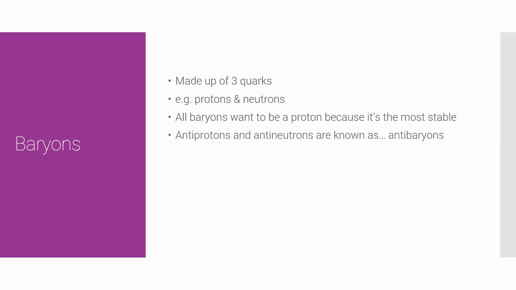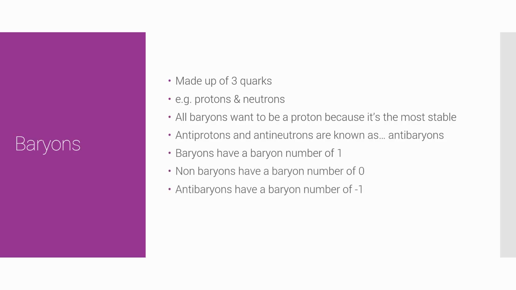Anyways, what about antiprotons and antineutrons? Yes, they exist and they are known as antibaryons. All baryons have a baryon number of 1. Baryon number is a quantum number that must be conserved in all interactions, so this is very important. Baryons have a baryon number of 1, non-baryons have a baryon number of 0, and antibaryons have a baryon number of -1. And like I said, baryon number needs to be conserved in all interactions.